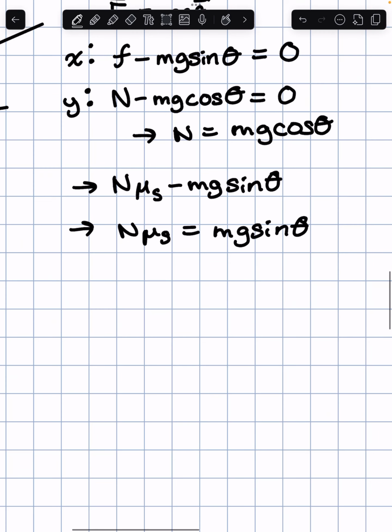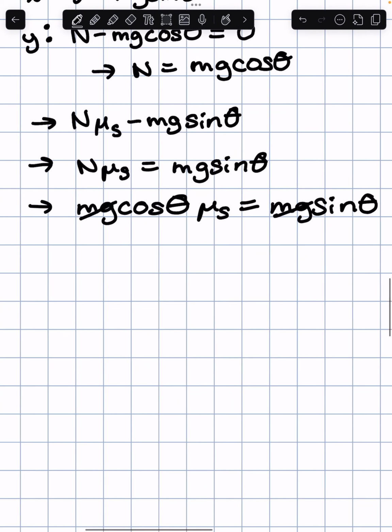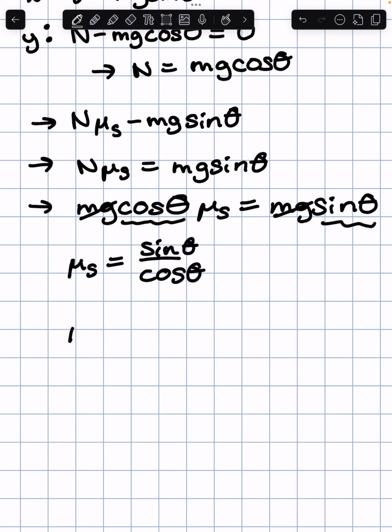All right. So now we can take our normal force and plug this in here. Mg cosine theta mu s. If this looks familiar, then we are on the right track. We can take out our mg's, divide our theta terms, and get that mu s is going to be equal to sine theta over cosine theta. And again, this is just mu s equals tangent theta.